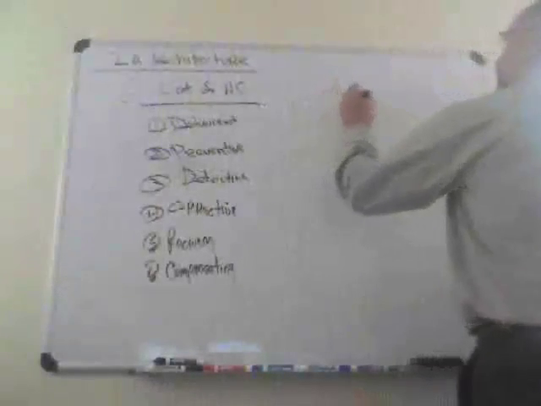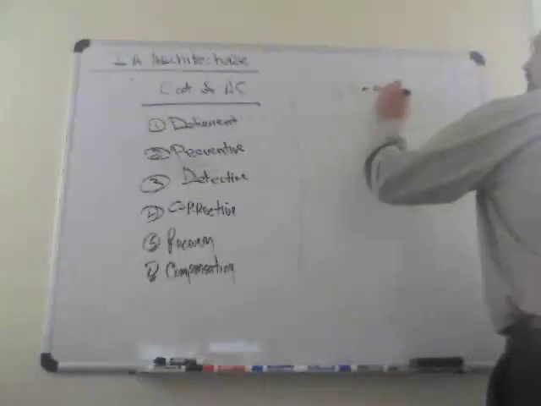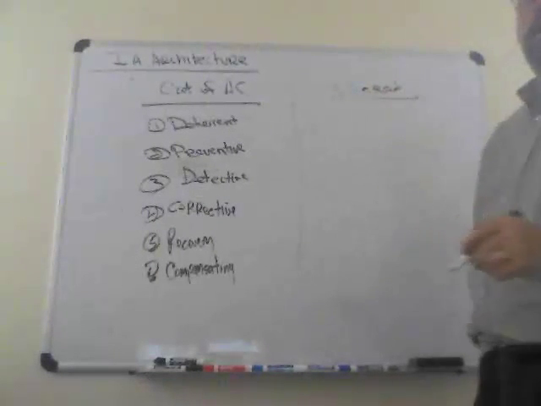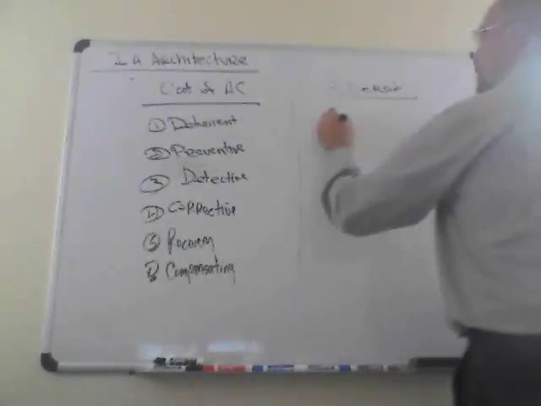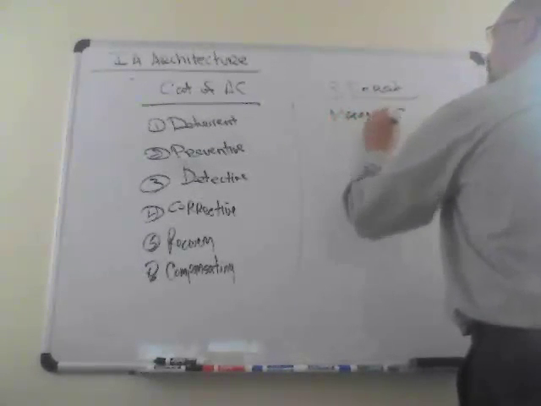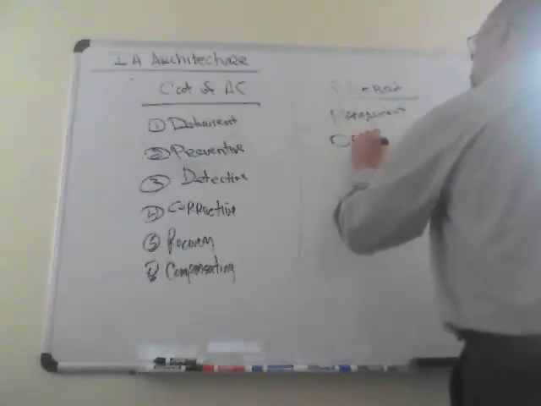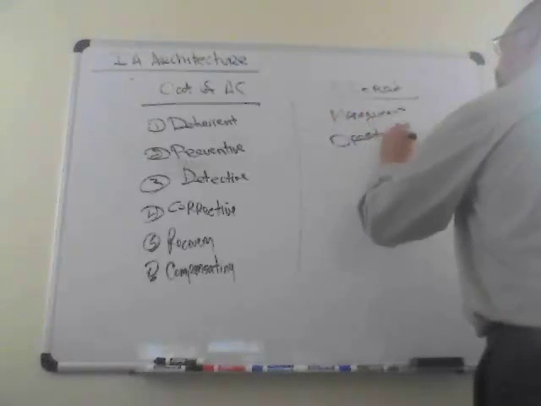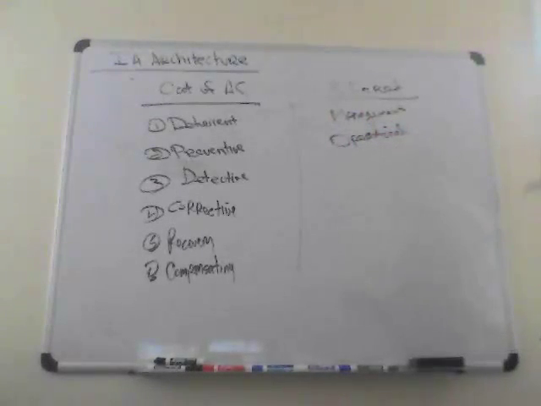Another way of doing it is a three-tiered approach, which might be easier for some, where you break it down into management, operational, and technical.